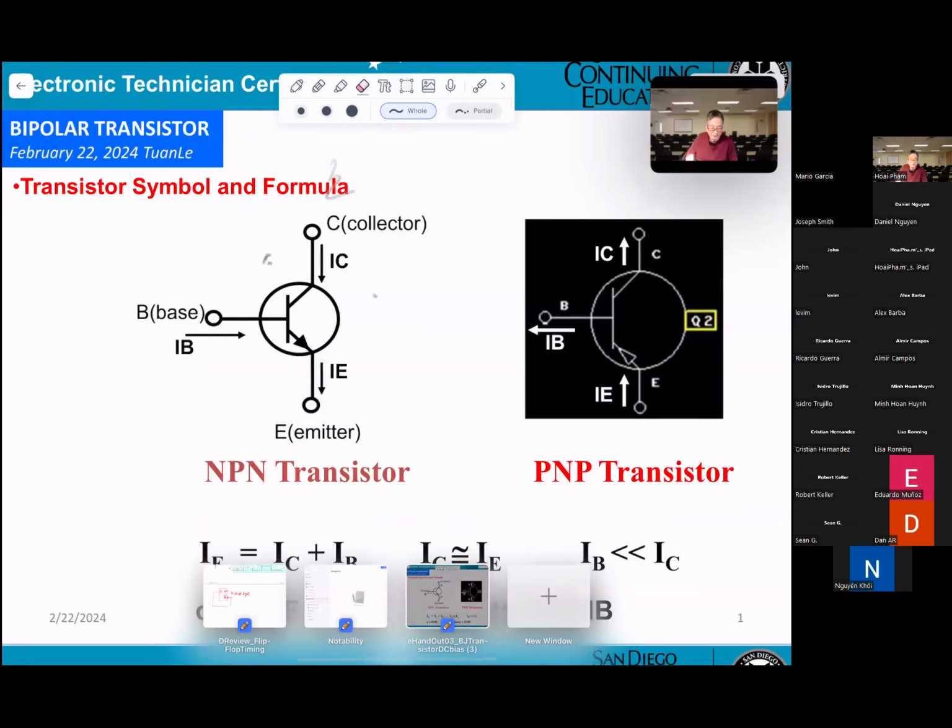Okay, today I was talking about bipolar transistor. And this will be DC. You get two parts. One will be DC. And the second one will be amplifier.